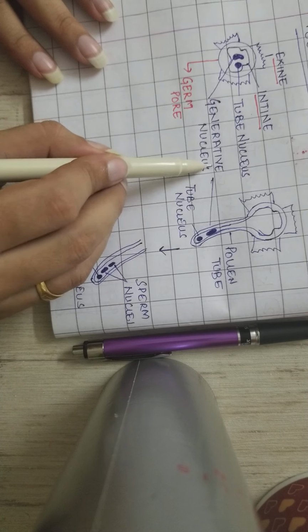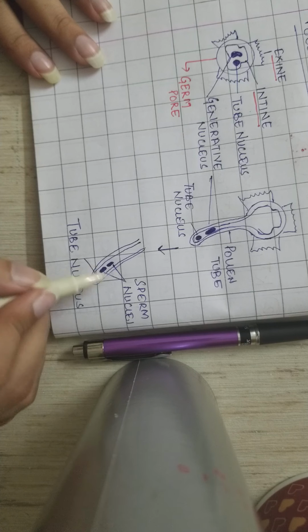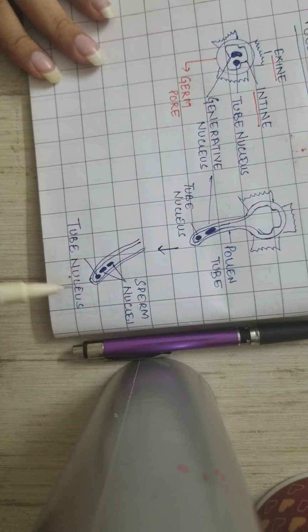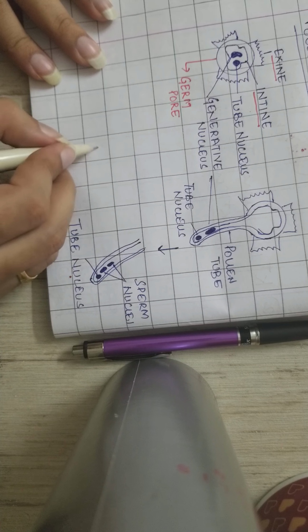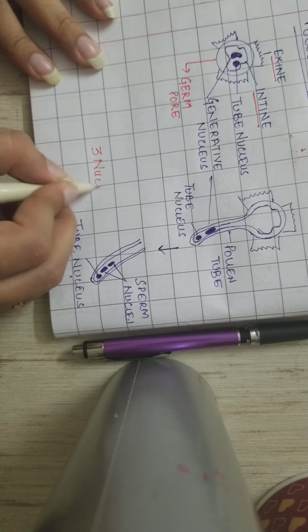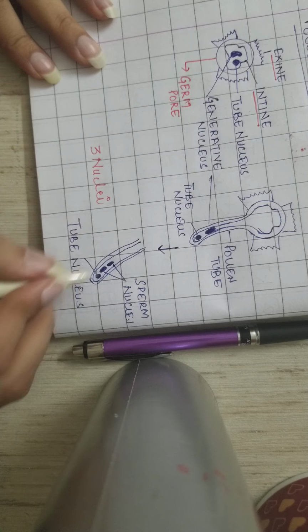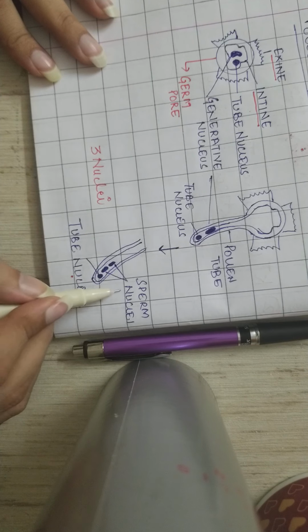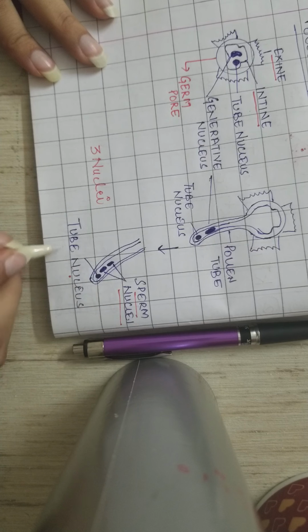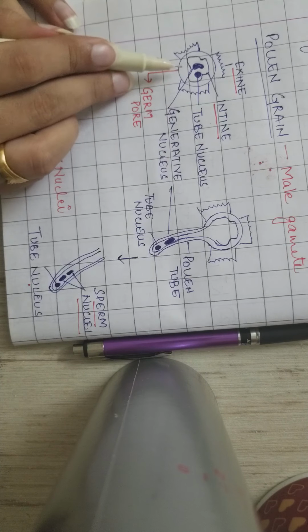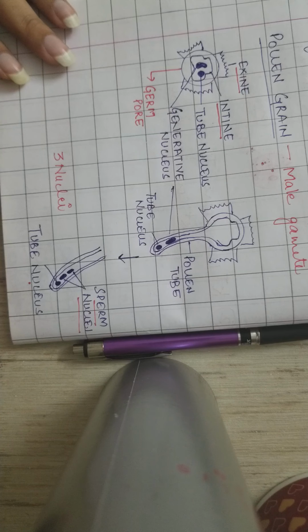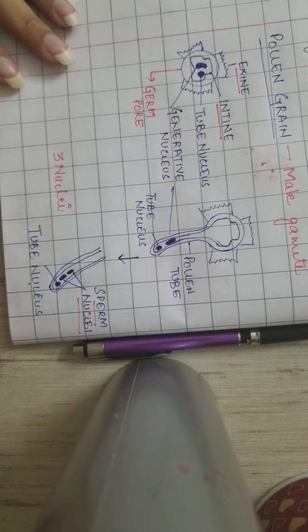The generative nucleus divides and forms two sperm nuclei, along with the one tube nucleus. So in all, three nuclei are present inside the pollen tube. The generative nucleus divides into two sperm nuclei, and from the starting only the tube nucleus is present. I hope the structure of the pollen grain is clear.